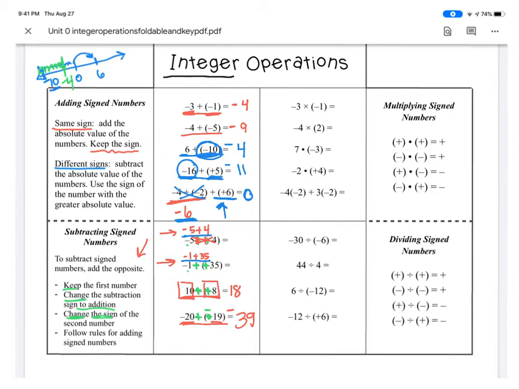Let's come back up here. Let's look at my other two problems. I have different signs, so I'm going to circle and subtract when I have one of each, right? -5 and +4. This is 5 away. 4 is only 4 away. So I circle my 5, and then I ignore the sign. 5, take away 4 is 1. My answer is -1, okay?